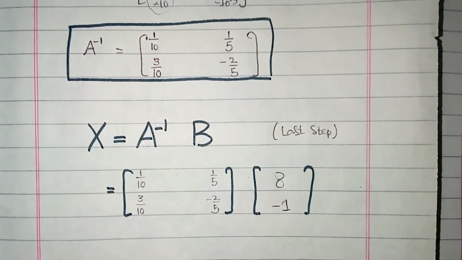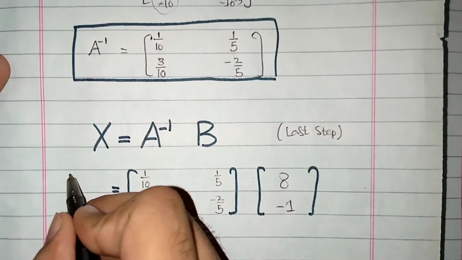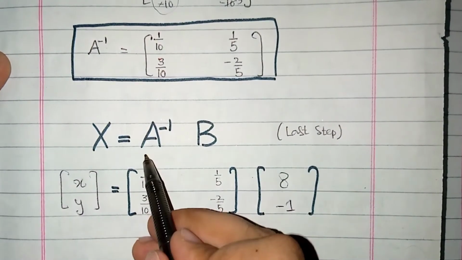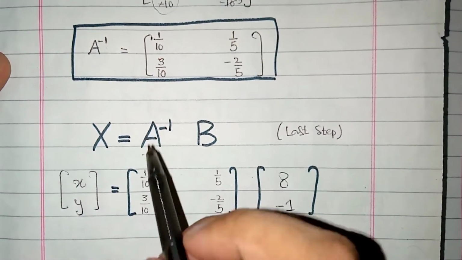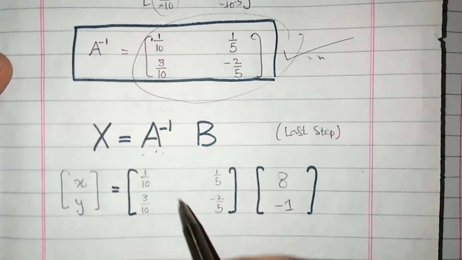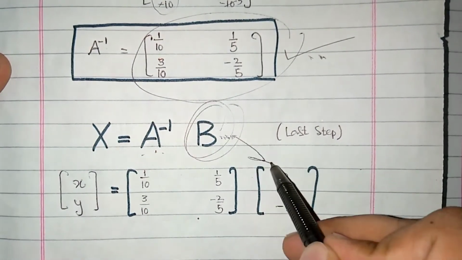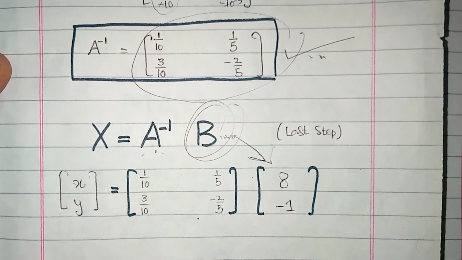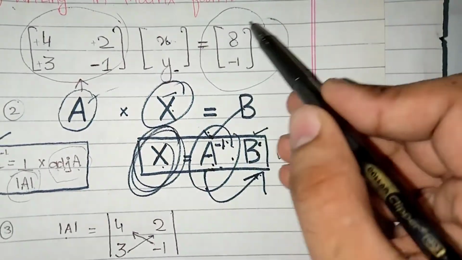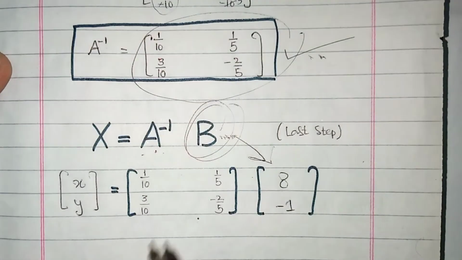So the last step is that we have to find capital X. I also substitute the value of capital X, that is x y, close the square bracket. The value of inverse of A is what we found here, so put this value in the place of inverse of A. And what is the value of capital B? We had it at the start, and I will show you. We had 8, negative 1 equal to B. So I simply replace the value of B.